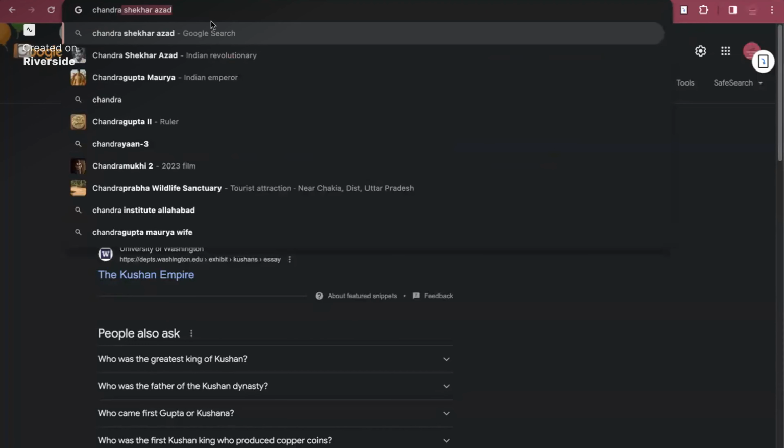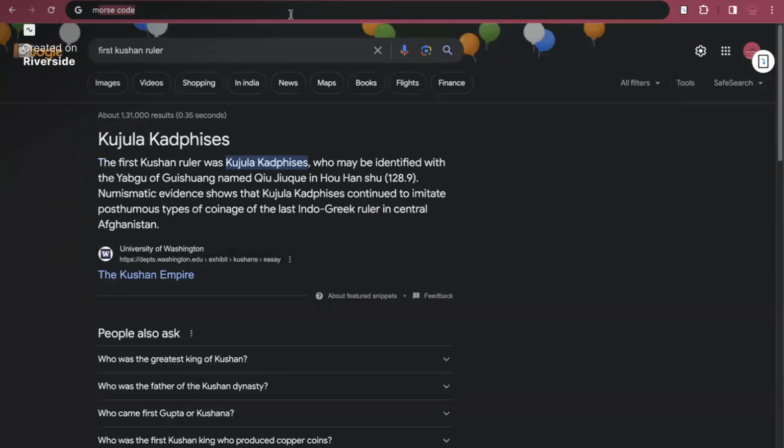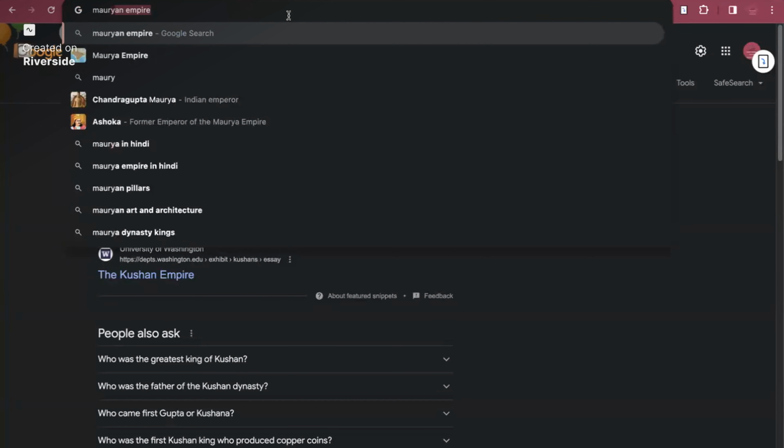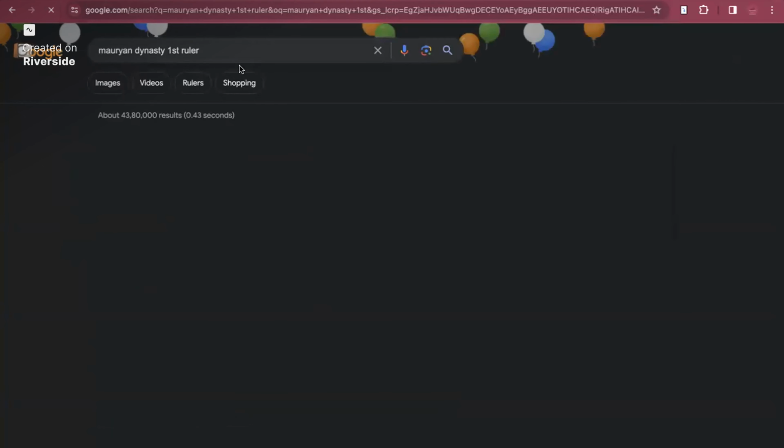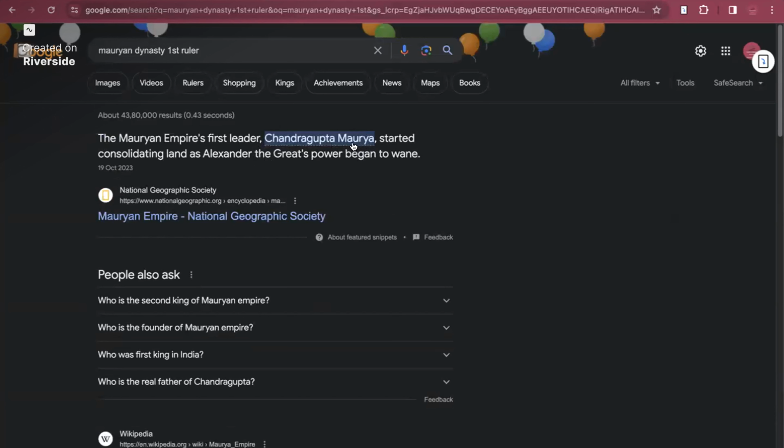Okay, Chandragupta, Gupta dynasty, Mauryan dynasty, first ruler. Chandragupta Maurya, buddy. The Mauryan Empire's first leader was Chandragupta Maurya. He started consolidating land as Alexander the Great's power began to wane.